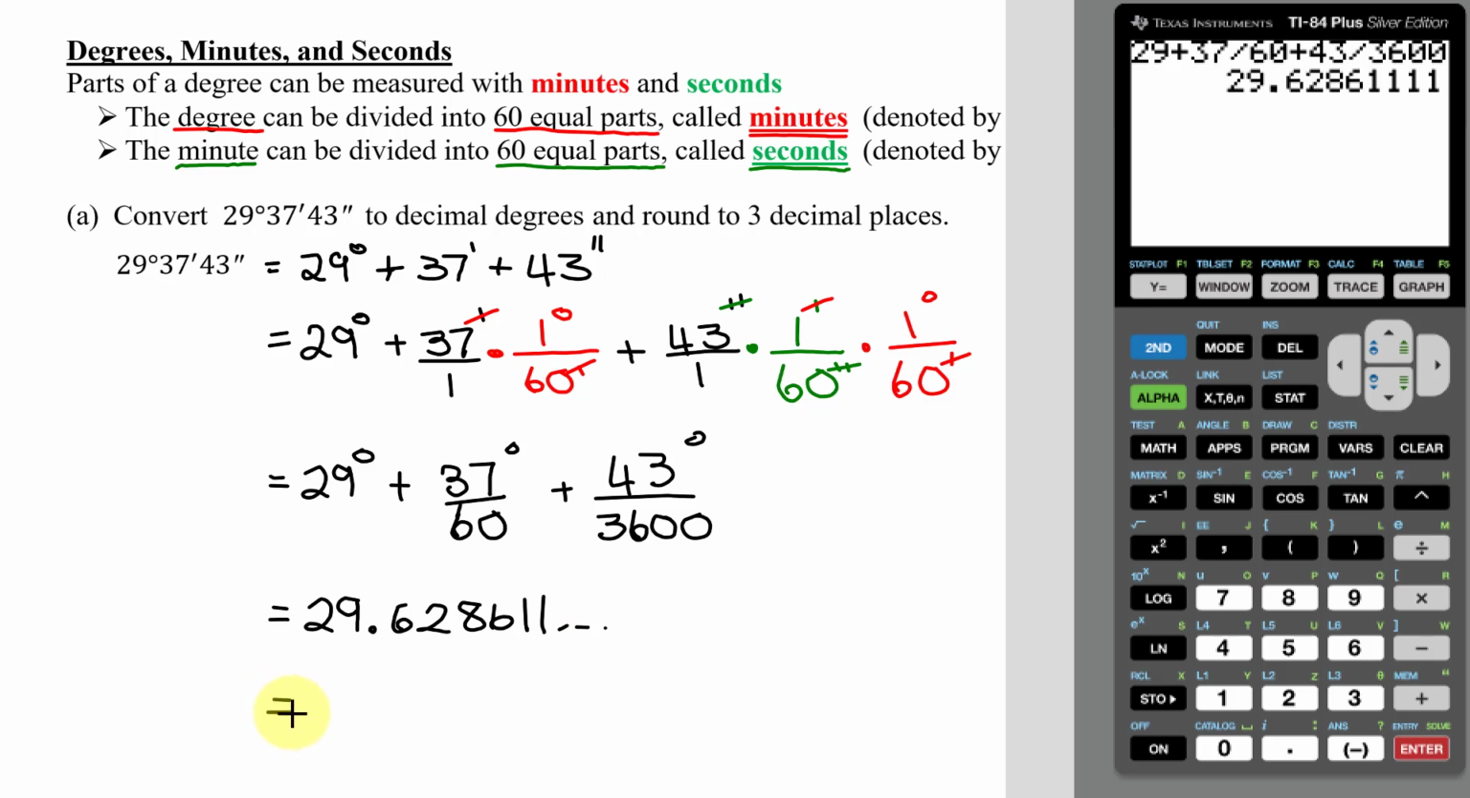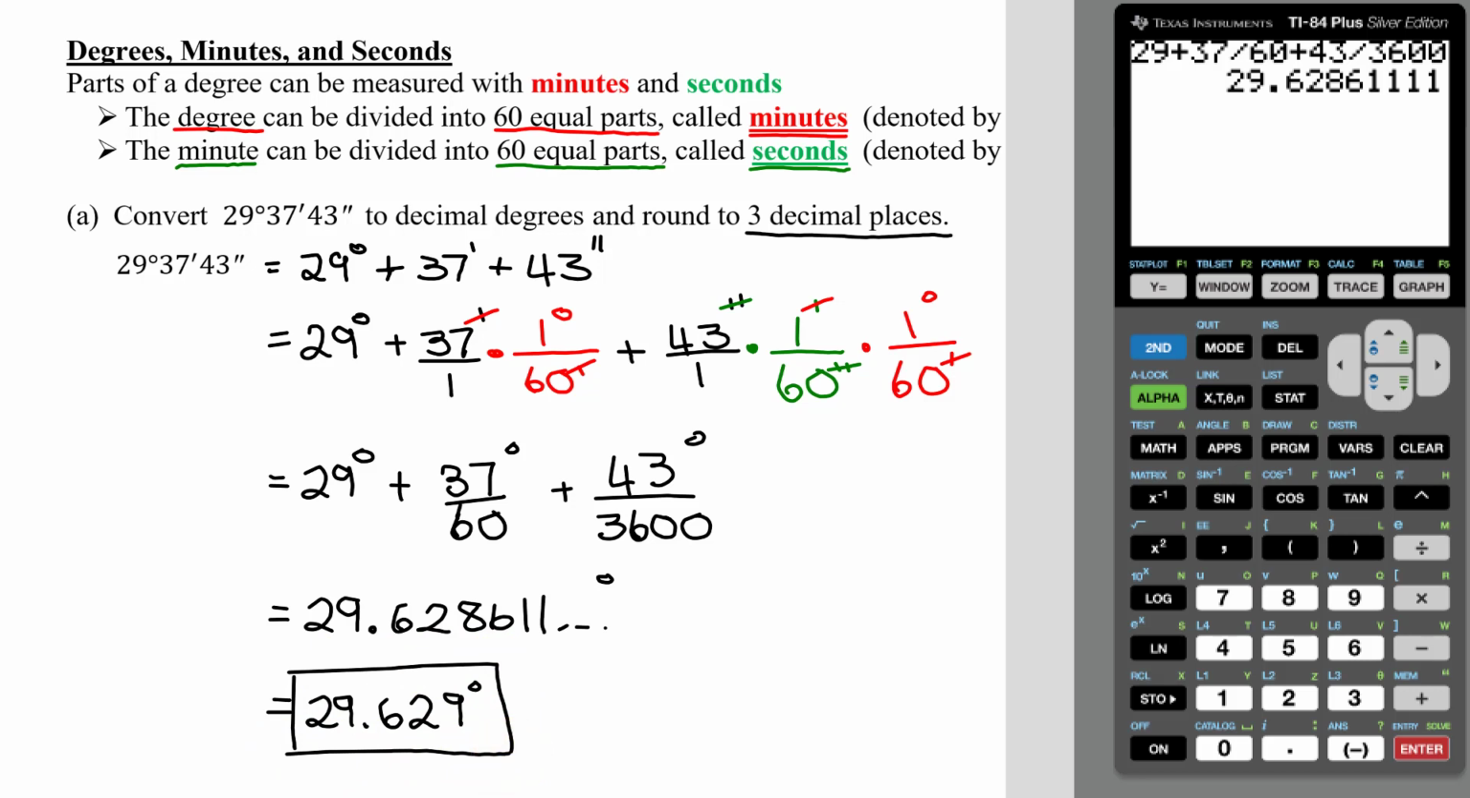And now we were told to round it to 3 decimal places. That's the position of the 8. The 6 is going to round it up. So this is going to be 29.862 degrees. So that is the answer to part A.